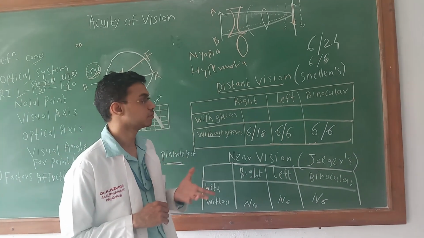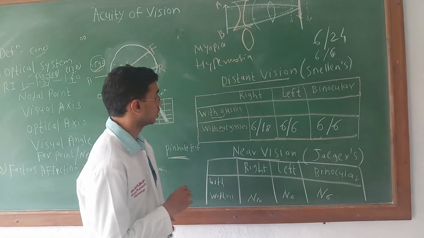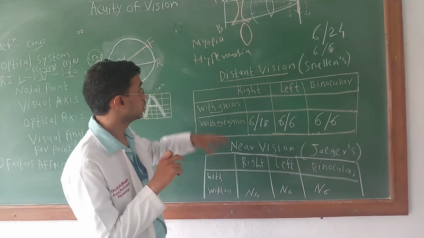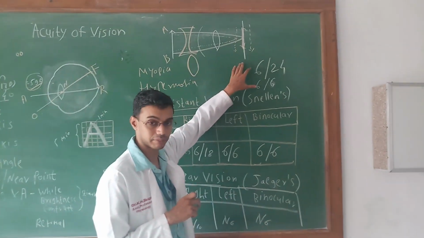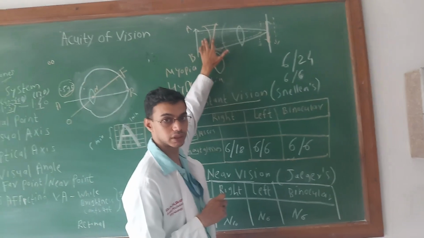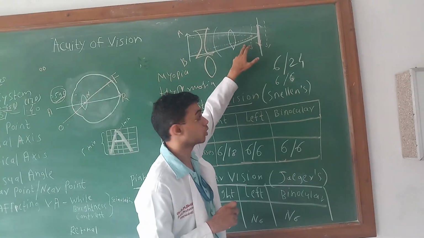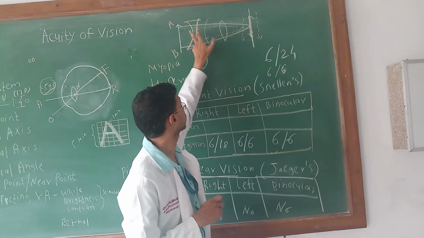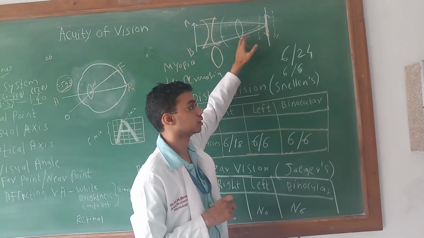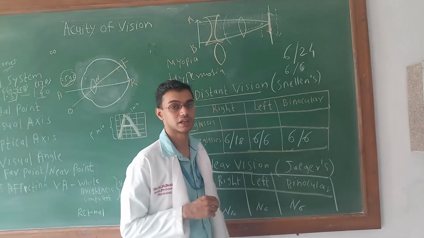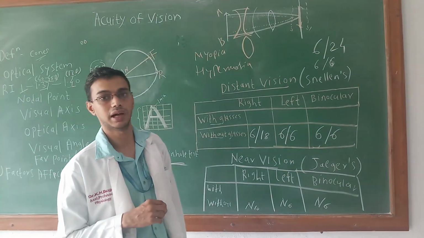And astigmatism is when the image is not formed properly over the retina. The rays arising from the object do not fall on one particular point; different rays fall on different points. For correction, we use cylindrical glasses to correct the astigmatism.